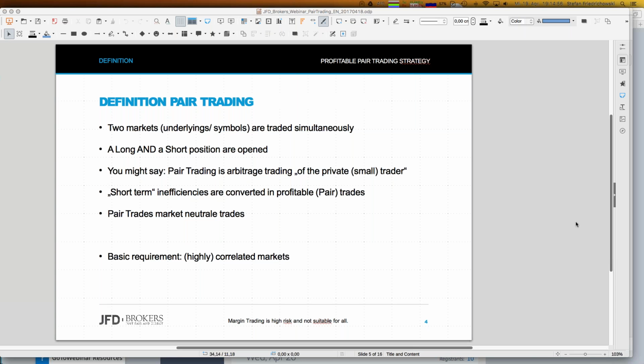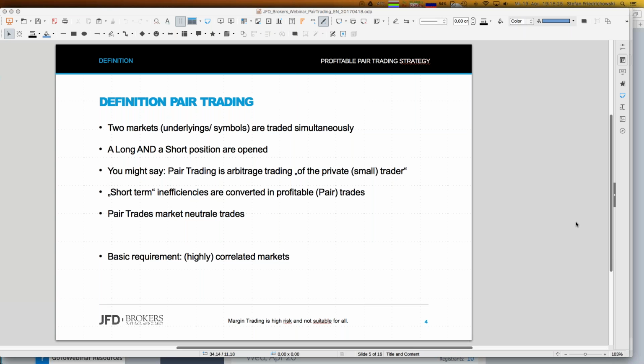Why do I call that inefficiencies? Remember that story about Brent and WTI: one price might increase and the other one might decrease or stay stable. That is a market inefficiency because in the long run, as I mentioned, those two prices can't be too far away. In this case, even nearly absolutely.